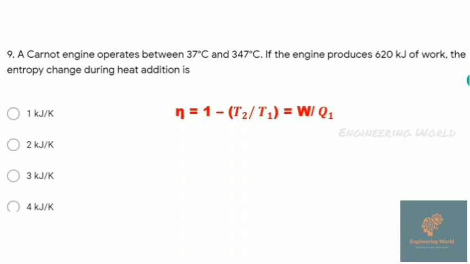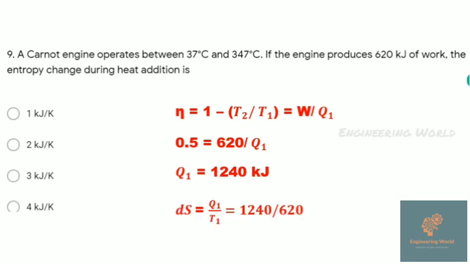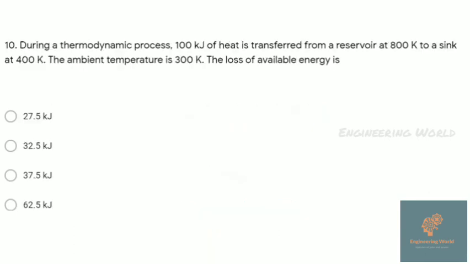So by putting T2 and T1 as given, we first get efficiency as 0.5, then 0.5 is equal to W divided by Q1. So Q1 is equal to 620 divided by 0.5, that is 1240 kilojoule. Entropy change during addition is equal to heat addition divided by temperature at that point. So we get delta S is equal to 2 kilojoule per Kelvin.